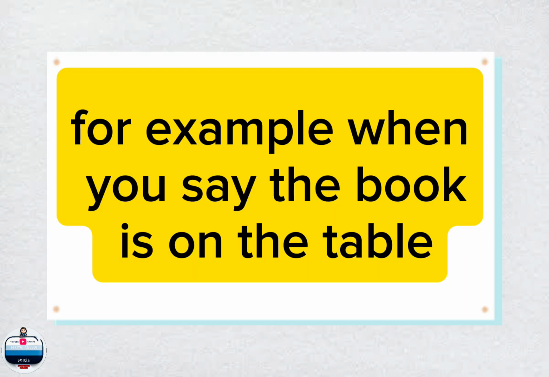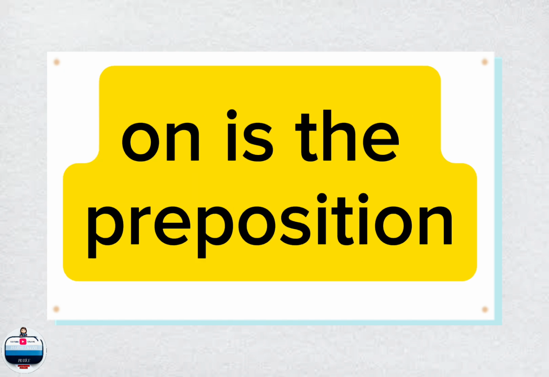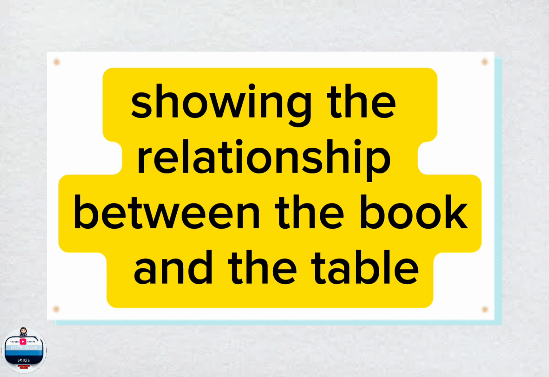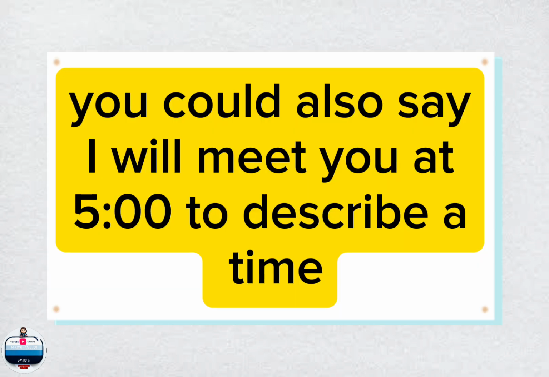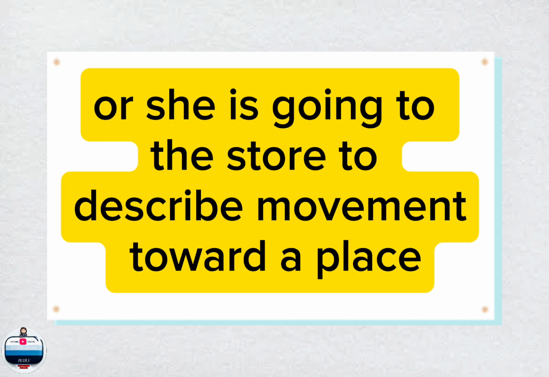For example, when you say, "The book is on the table," on is the preposition, showing the relationship between the book and the table. You could also say, "I will meet you at 5 o'clock," to describe a time, or, "She is going to the store," to describe movement toward a place.